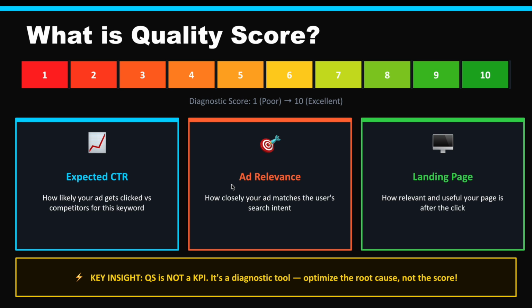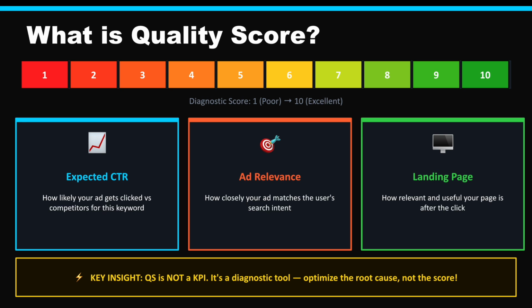This means, does your ad actually match what a person is searching for? If they search for apartment cleaning, but your ad talks about office cleaning, this is a relevance problem. So this is irrelevant. Okay. And box number 3 is landing page experience. After someone clicks your ad, does the page they land on actually give them what they are looking for, or does it confuse them and make them leave?